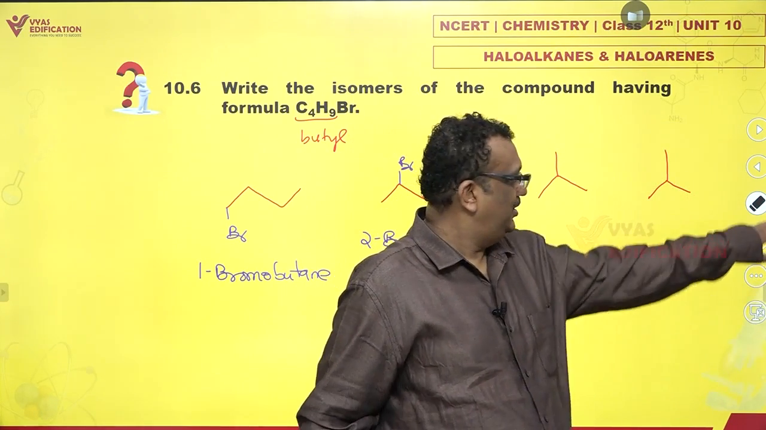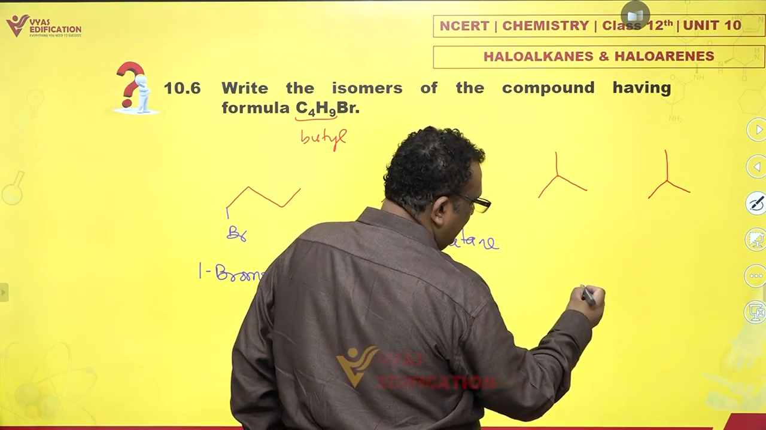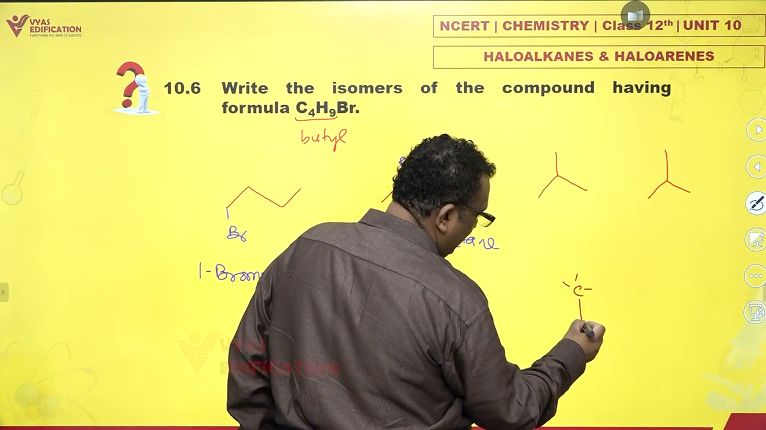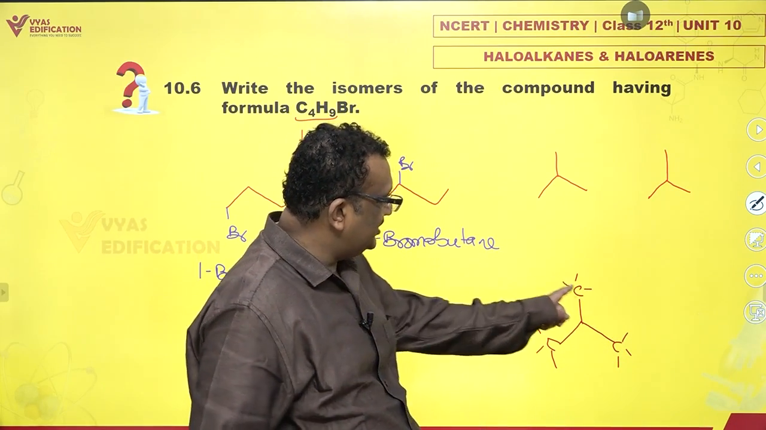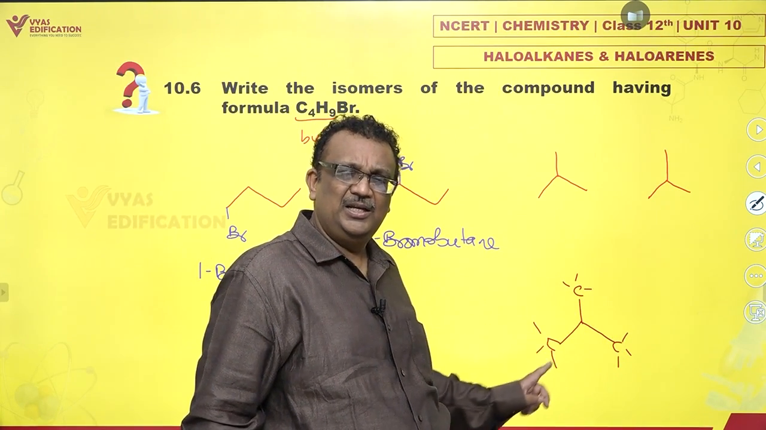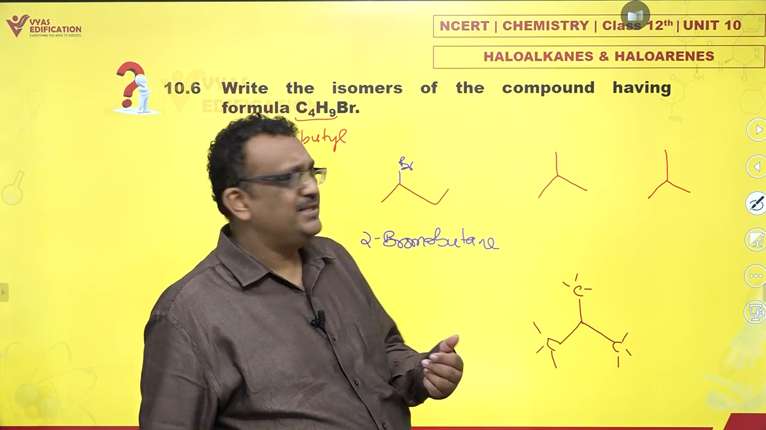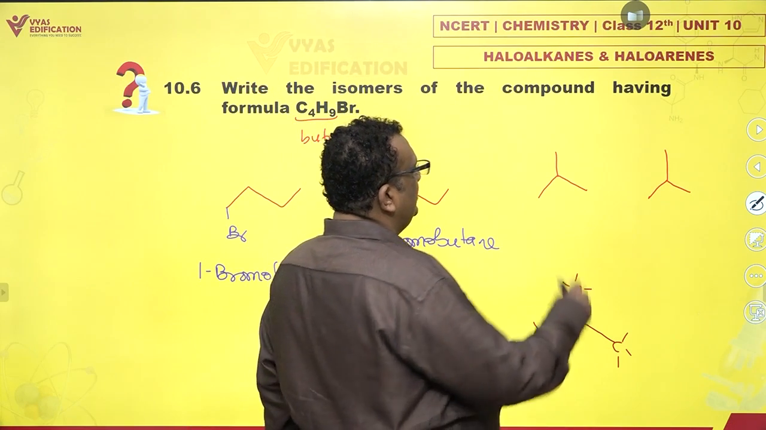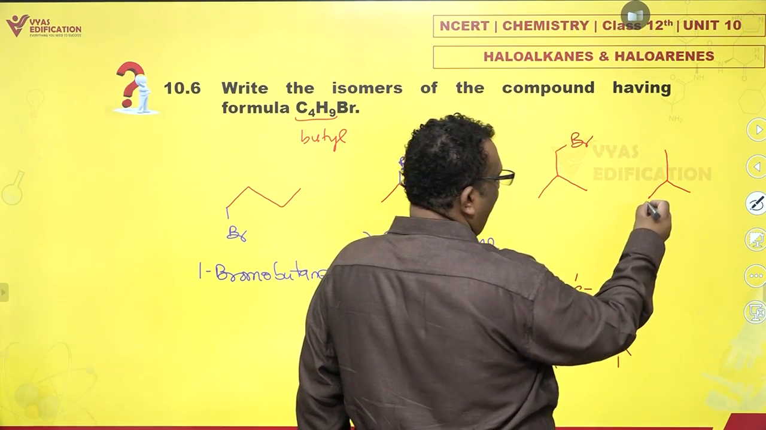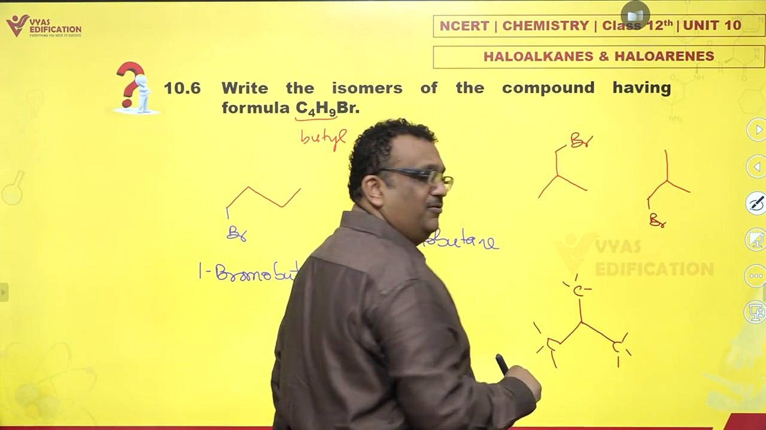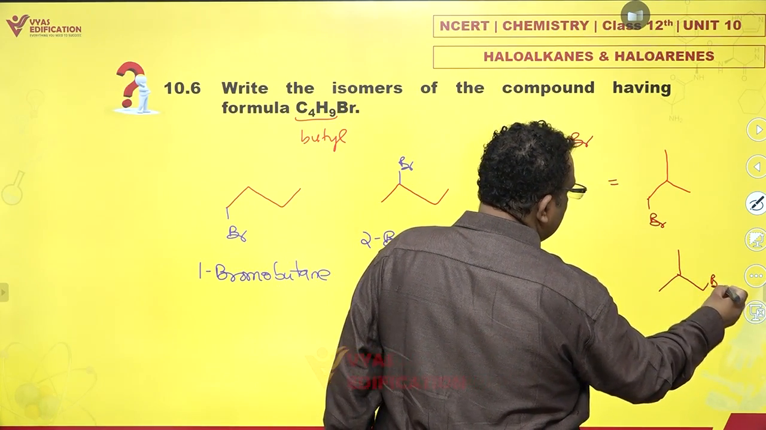What about isobutane? Let's see. Can you see that CH3, CH3 and CH3, these 3 carbons are identical in the sense whether I put a Br here or here or here, it's one and the same, Br or Cl, whatever it is. So if I feel that this is different, no, this is not different, it is the same. And this is same as this.